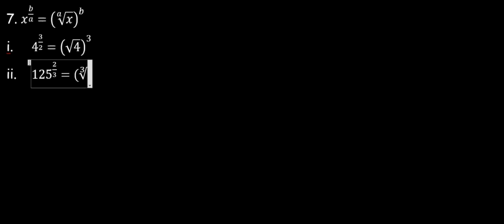Another law. X raised to power B over A is equal to the Ath root of X, then bracket close, raised to power B. Let's take a simple example then. 4 raised to power 3 over 2 is the same thing as square root of 4, bracket open and close, to the power of 3. Another simple example, 125 raised to power 2 over 3 is equal to, bracket open, cube root of 125, close bracket and squared.